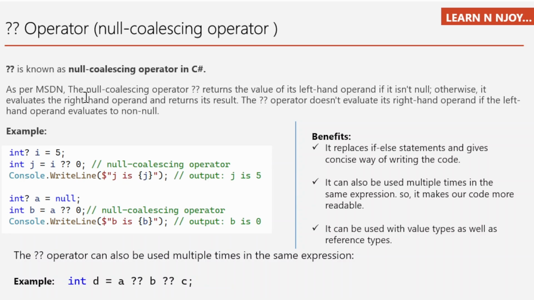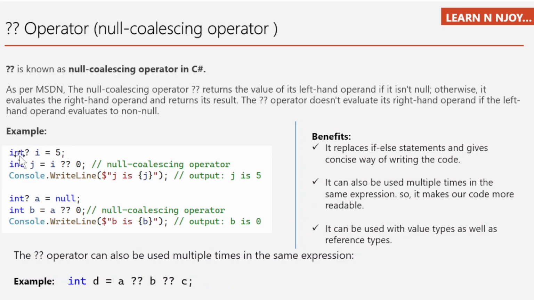As per MSDN, the null-coalescing operator returns the value of its left-hand operand if it is not null. Otherwise, it evaluates the right-hand operand and returns its result. This operator does not evaluate the right-hand operand if the left-hand operand evaluates to a non-null value, right? Okay, let's understand this with the help of an example.